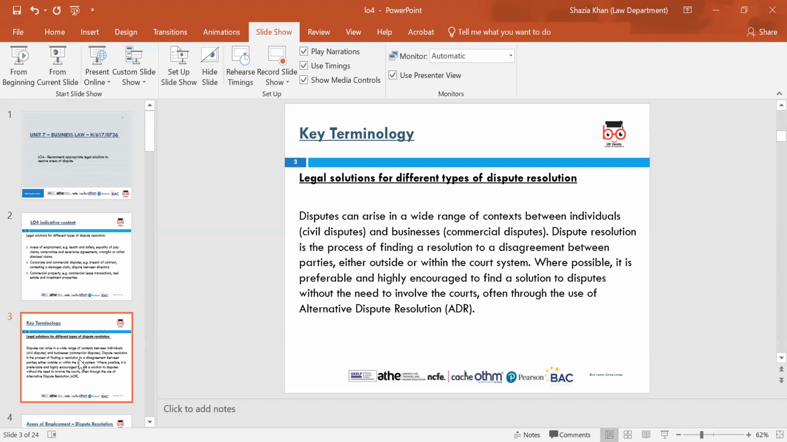There are types of resolution under alternative dispute resolution. What do you think they are? Anyone? There are alternative dispute methods that can be used. So we've got negotiation, mediation, arbitration, and adjudication. And these are the important methods that are used in trying to mediate something.